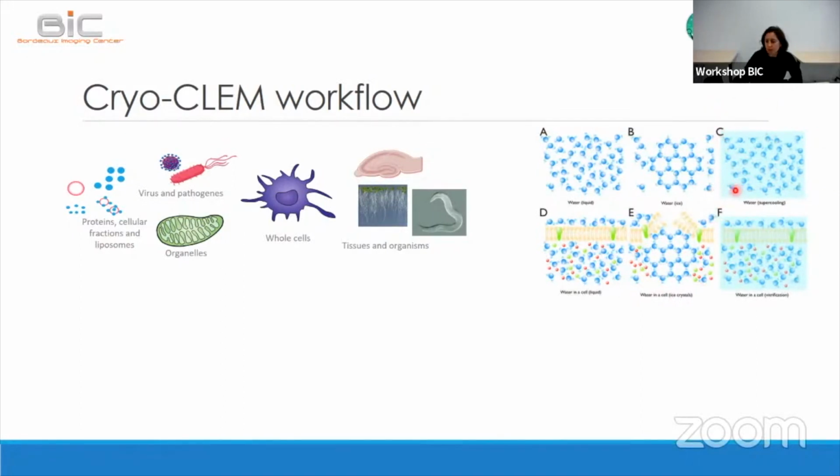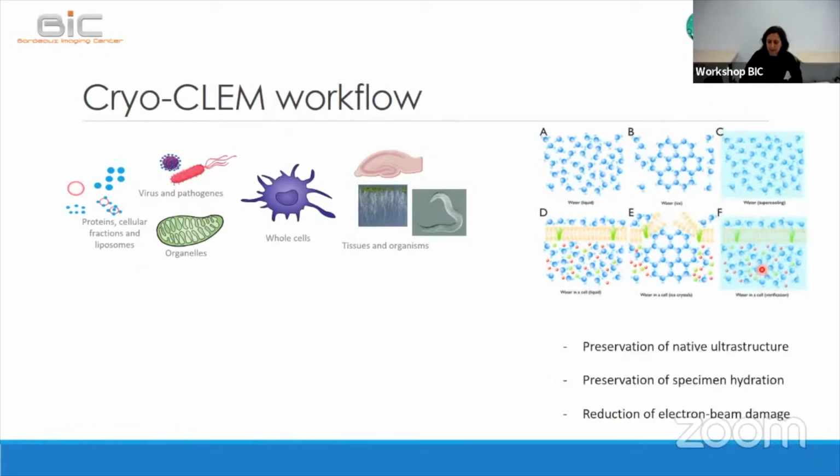So we want the situation where the water is vitrified. They form amorphous ice, and in this case the native ultrastructure is preserved, and also the specimen hydration, and of course it helps a lot to reduce the electron beam damage to the sample. The samples I am presenting here can be divided into really thin samples, up to 5 microns, and thick samples that we can also freeze up to 300 micrometers, not bigger than that.